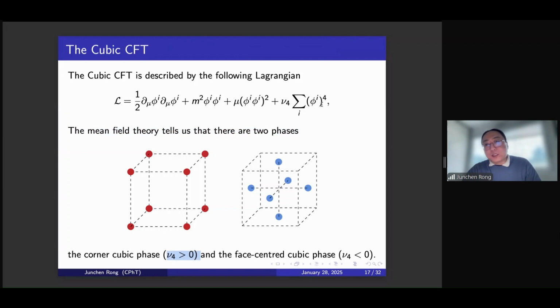You start with this potential, you minimize it, you look at where the vacuum is. So nothing fancy. Another case is when this V4 is less than 0, the vacuum is located at the face center. For example, this one means phi 1 equals some value, phi 2 equals 0, phi 3 equals 0. So this is one of the vacua. It's conventional to call this one corner cubic. It's conventional to call this one face-centered cubic.